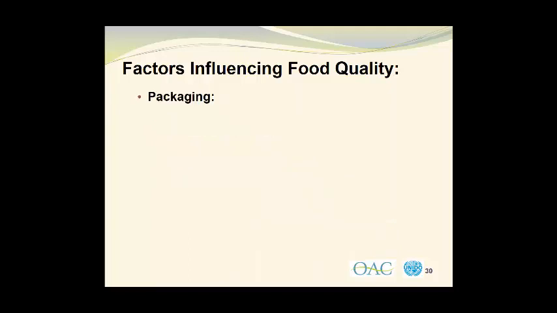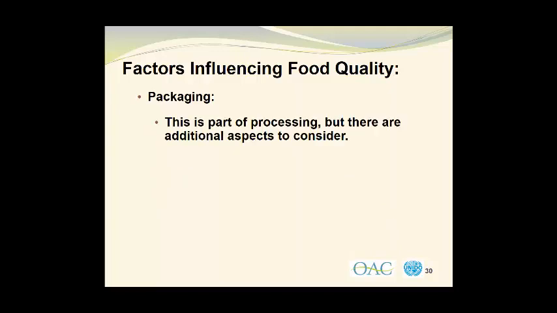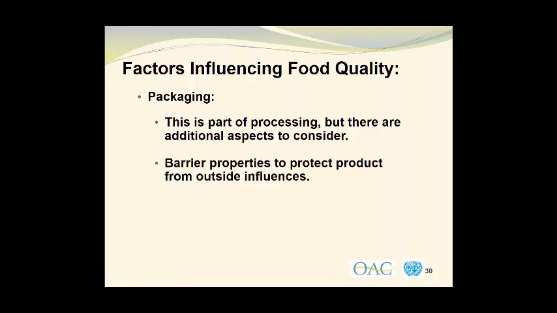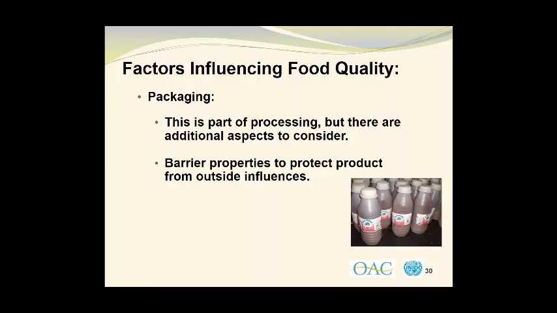Looking at packaging, we find that it is a part of processing, but there are additional aspects to consider. We need to look at the barrier properties of the package that enable it to protect the product from outside influences. In this case, we see the plastic bottles that the juice that was being boiled over the open fire was packaged in.